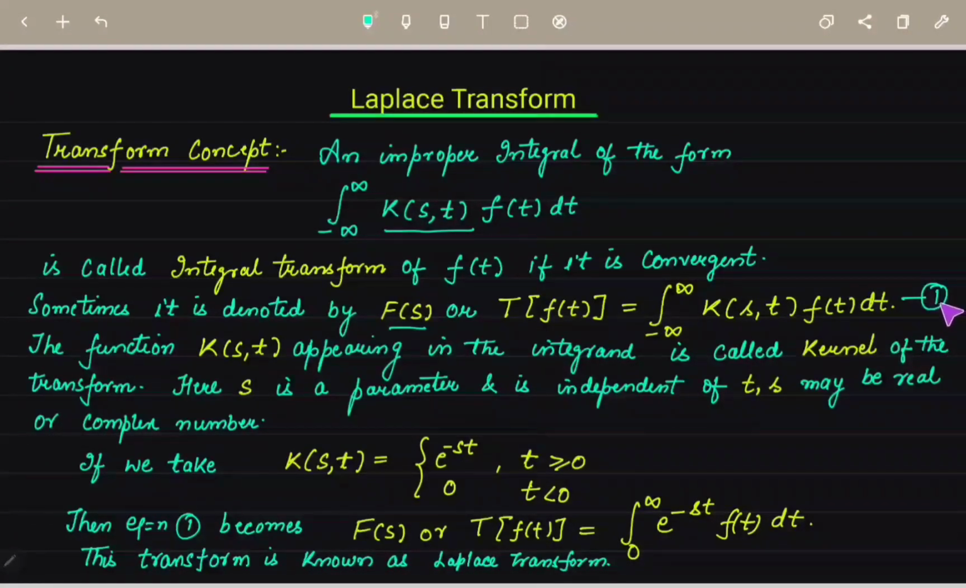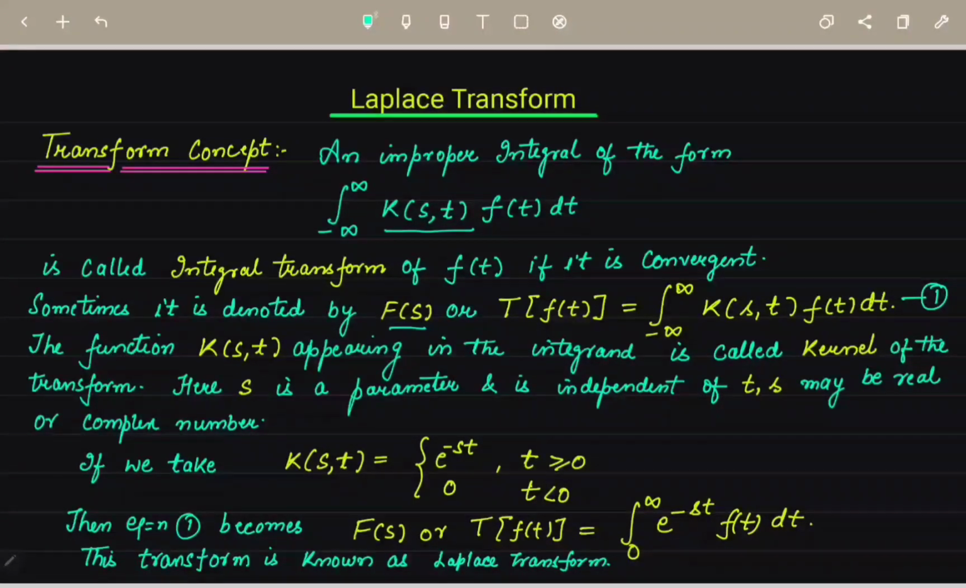If in this equation number 1 the kernel k(s,t) takes the value e raised to the power minus st if t is greater than or equal to 0, and takes the value 0 if t is less than 0, then in equation 1, when we substitute e raised to the power minus st as the kernel for t greater than or equal to 0, we get the transform denoted by F(s), which is equal to the integration from 0 to infinity of e raised to the power minus st f(t) dt. This transform is known as the Laplace transform.